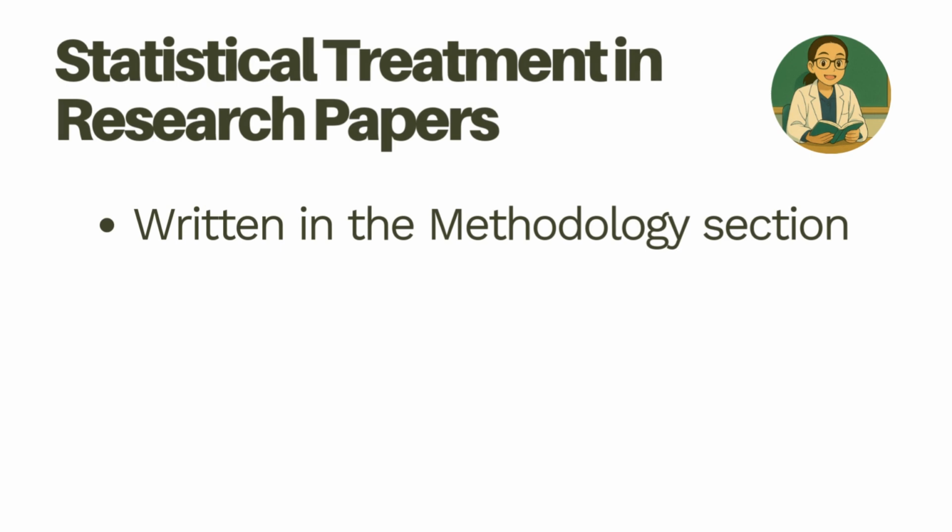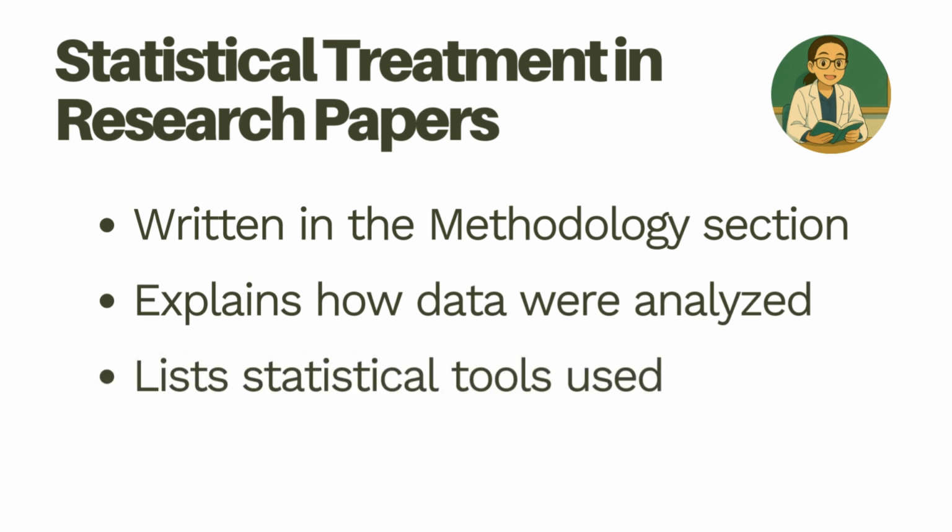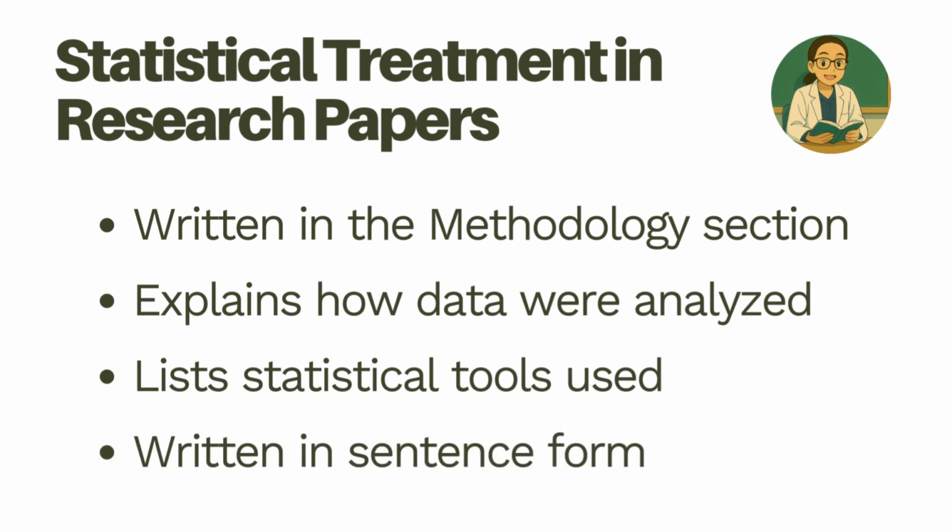Now let us talk about where statistical treatment appears in a research paper. Statistical treatment of data is usually written in the methodology section. This part explains how the collected data were analyzed. It tells the reader what statistical tools were used to answer the research questions. The statistical treatment is written in sentence or paragraph form, not in computation steps. Researchers simply explain the methods used, not the actual calculations.